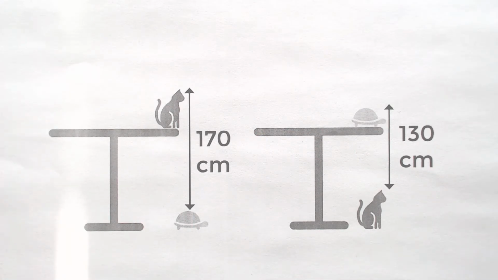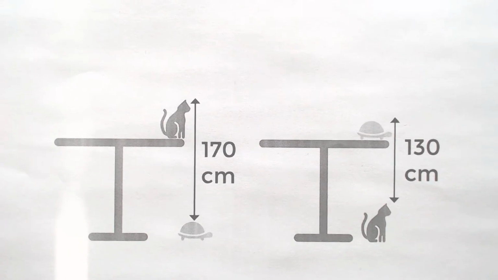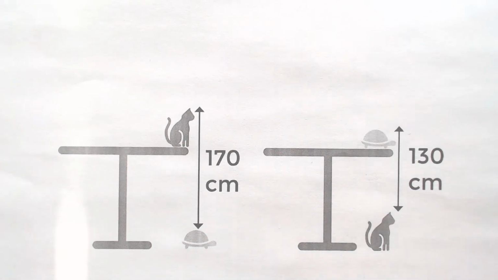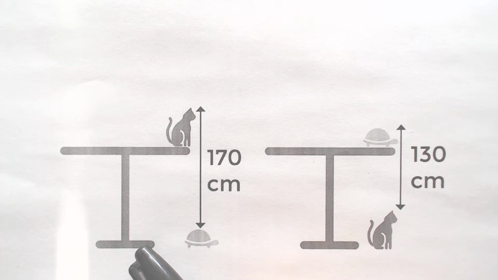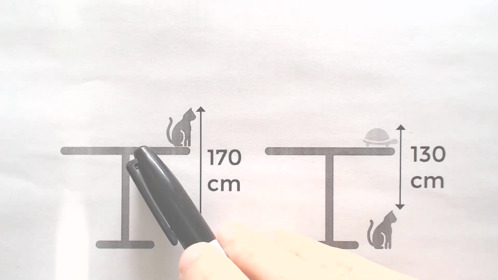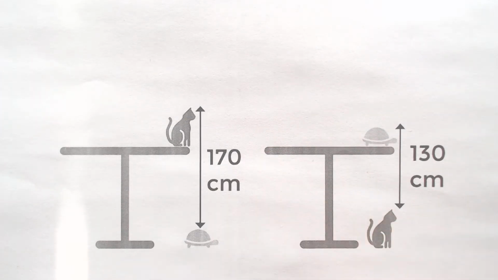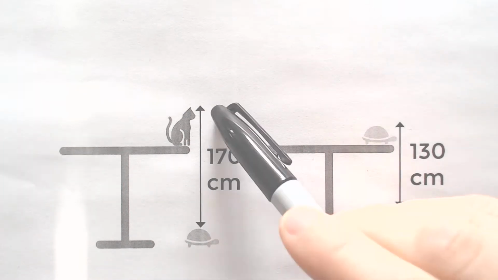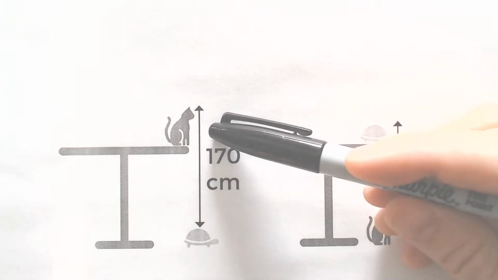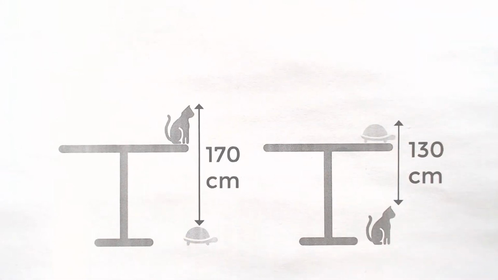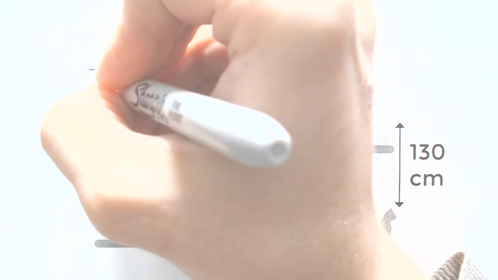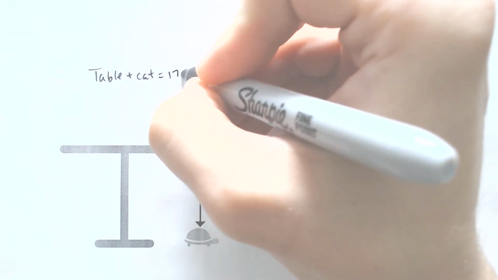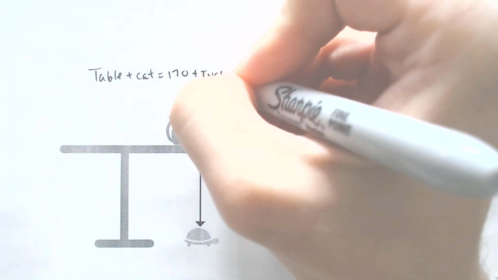The first way that we're going to do is with a mathematical operation, where you recognize that this table and the cat put together would equal the turtle plus 170. See how the turtle and 170 is equal to the table and then the cat? So we're going to write that: table plus cat would equal 170 plus the turtle.